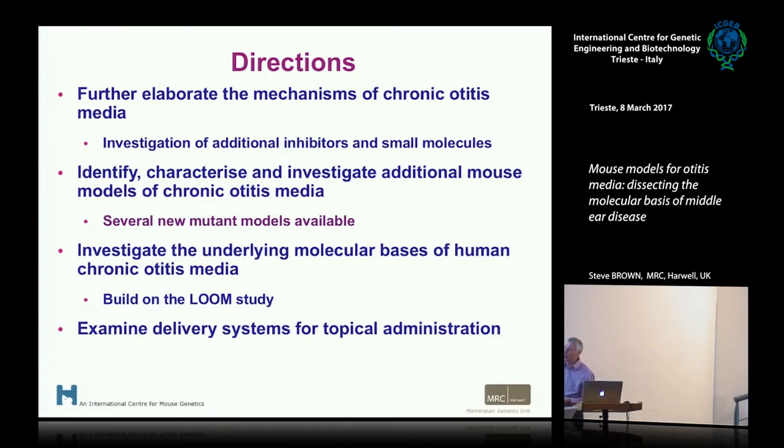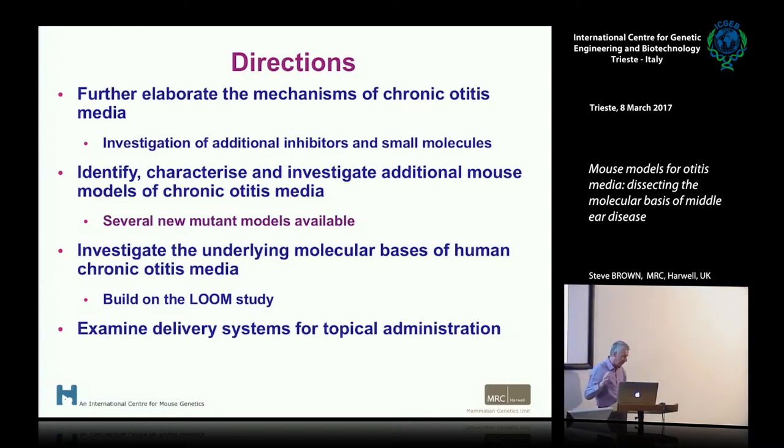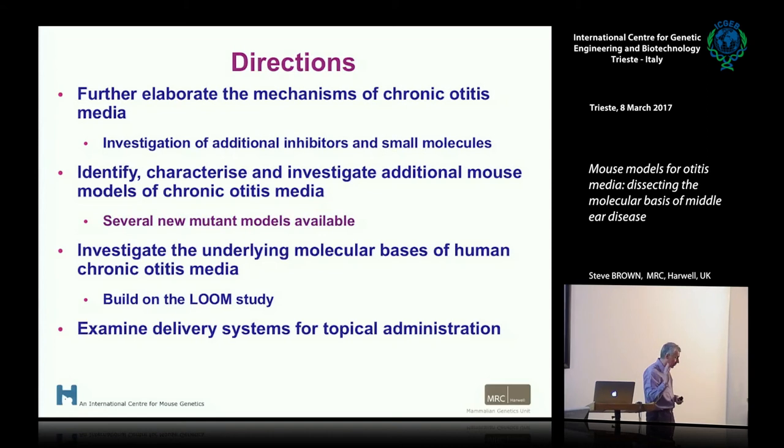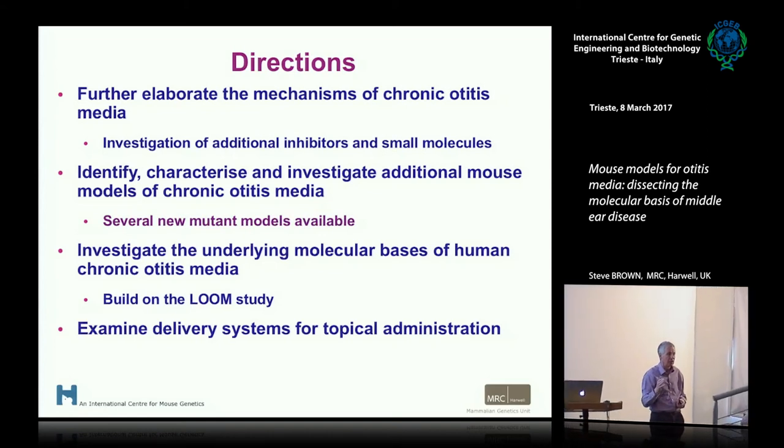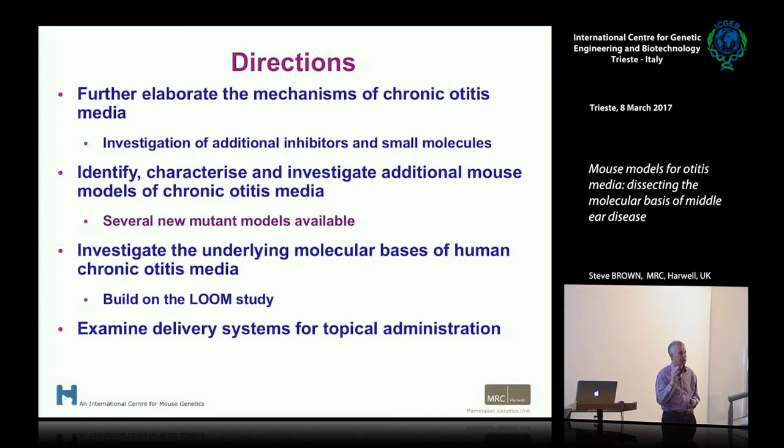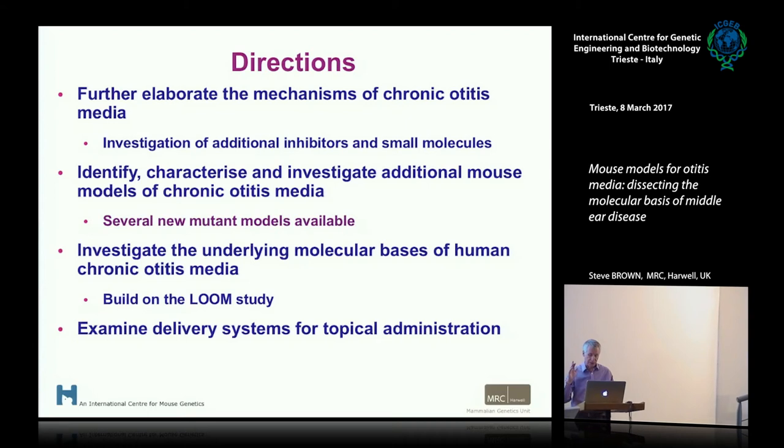I should point out that if we can do this, it has enormous potential, not just for chronic otitis media, but for the treatment of acute infections, and also potentially the delivery of vaccines to the middle ear to prevent acute otitis media, the pneumococcal and NTHI infections, which are prevalent throughout the populations of children in all countries across the world.